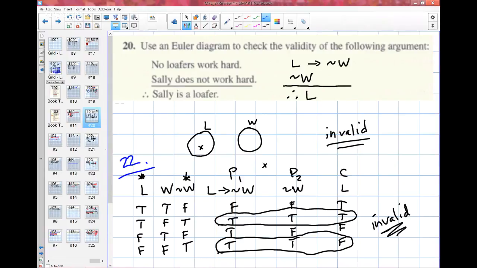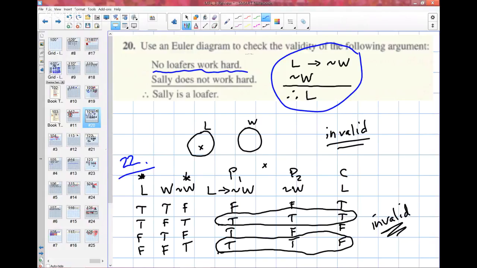I don't know, Susan, whether you use the same coding I did, but no loafers work hard. So I wrote that this way. If you're a loafer, then you don't work hard. Sally does not work hard, so not W. Sally is a loafer, therefore L. So this is the way I coded the argument. Of course, the way you code the argument will greatly affect what your truth table looks like.